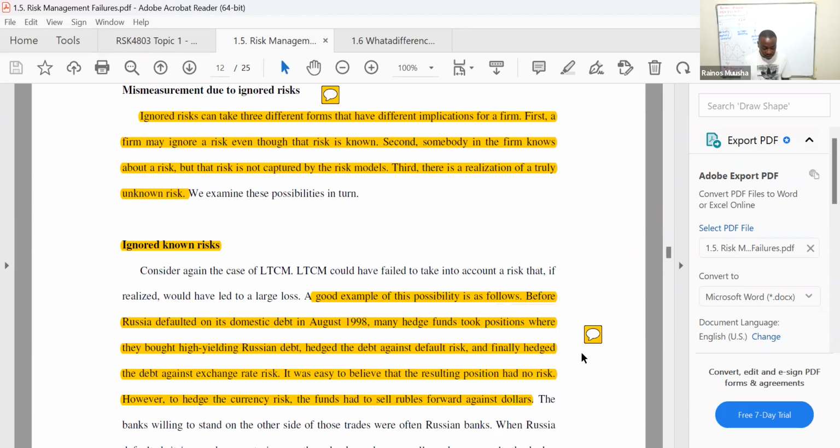Although in this case, they're looking at the case where they could have taken the position to hedge the exchange risk as well. We're basically saying that even though we're looking at ignored non-risk as well, LTCM also knew the risk factors, but at the same time, they decided not to take a hedging position against these risks as well.